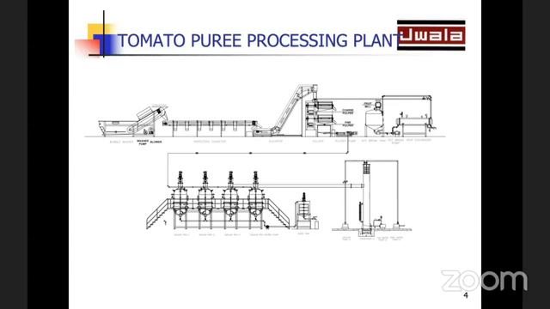From there, it goes to a system called the hot break system. Here we crush the tomatoes, and as soon as we crush them, we raise the temperature to 90 degrees centigrade, so that we can retain the pectin and other important enzymes in the tomato pulp. After hot breaking, the product goes to the pulper. In the pulper, we separate the seeds and the skin from the tomato pulp, and what we have is clarified tomato pulp.